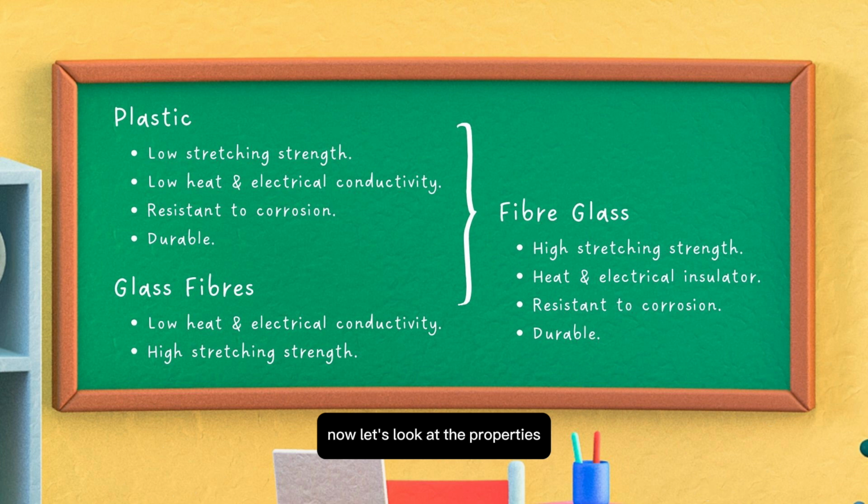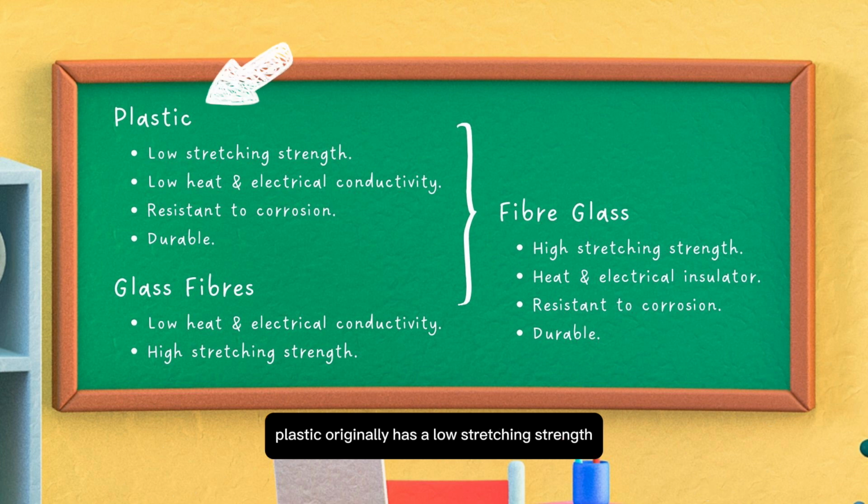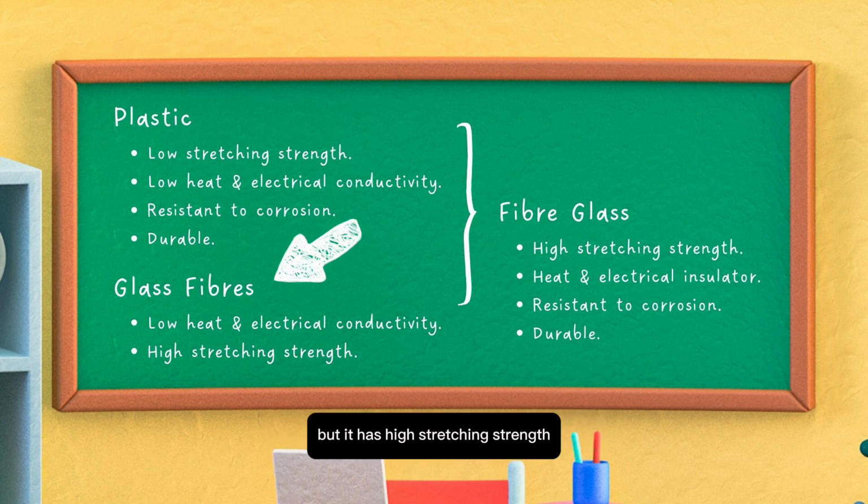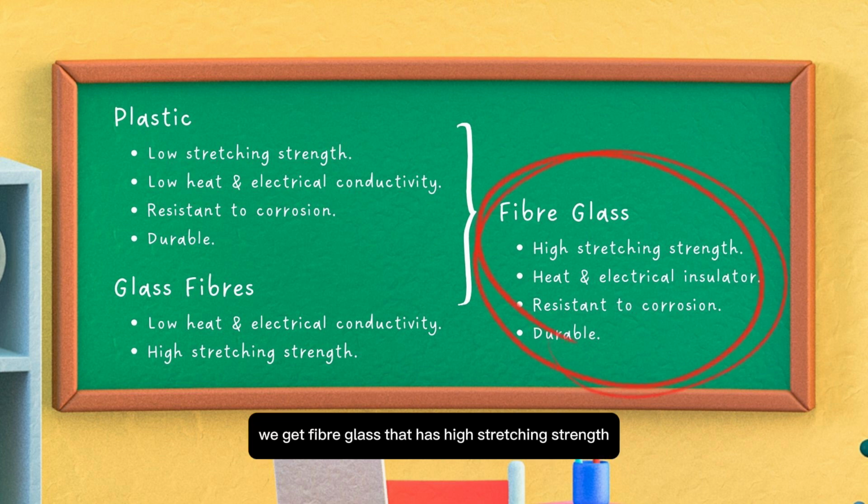Now, let's look at the properties. Plastic originally has low stretching strength and low heat and electrical conductivity, but it is resistant to corrosion and also durable. Glass fibers also have low heat and electrical conductivity, but high stretching strength. When combining those two, we get fiberglass that has high stretching strength, works as a heat and electrical insulator, and is resistant to corrosion and also durable.